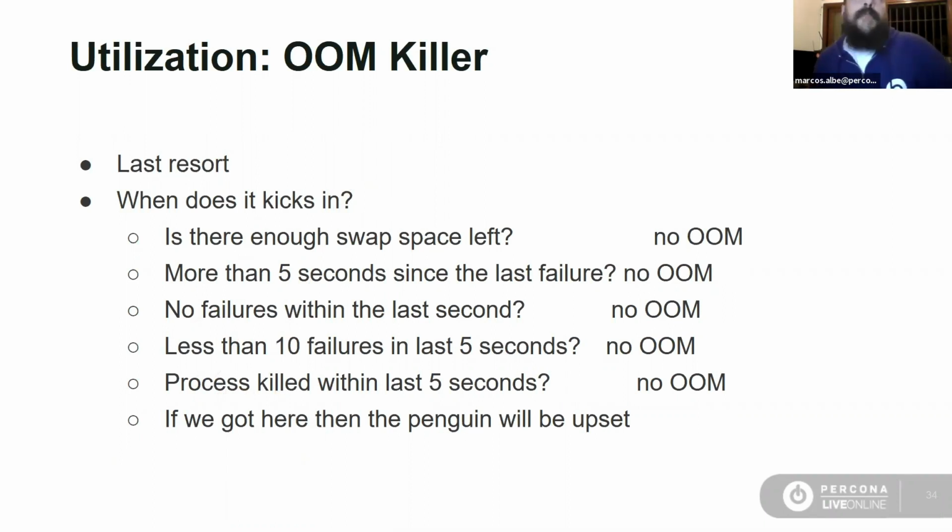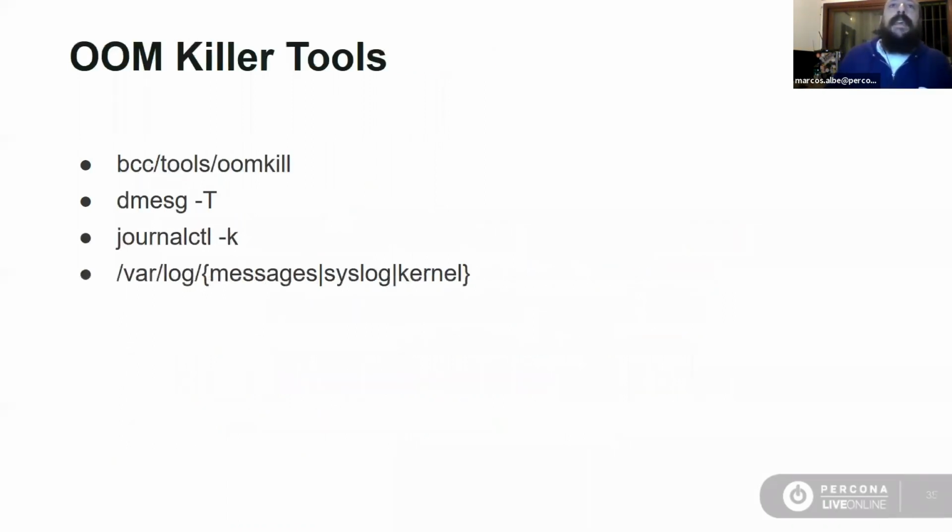But yeah, the OOM killer is the last resort to free memory. It will terminate your process because it grew too much, and the VM had multiple failures to allocate memory in the last few seconds. So this is really bad to see. You can use the BCC tool oomkill to monitor the events. You can also see them in dmesg -T or journalctl -k, and usually in /var/log/messages, syslog, or kernel logs.